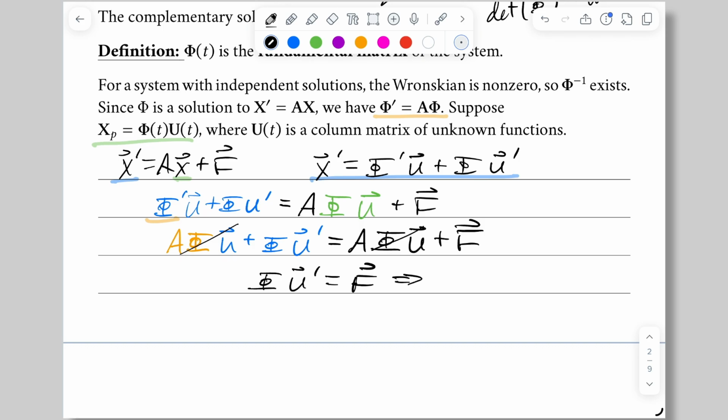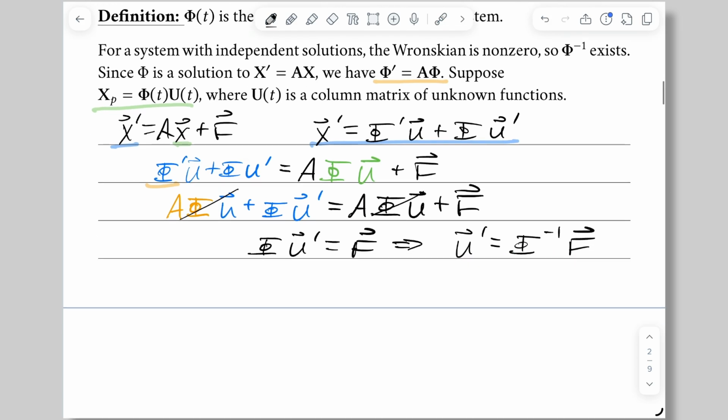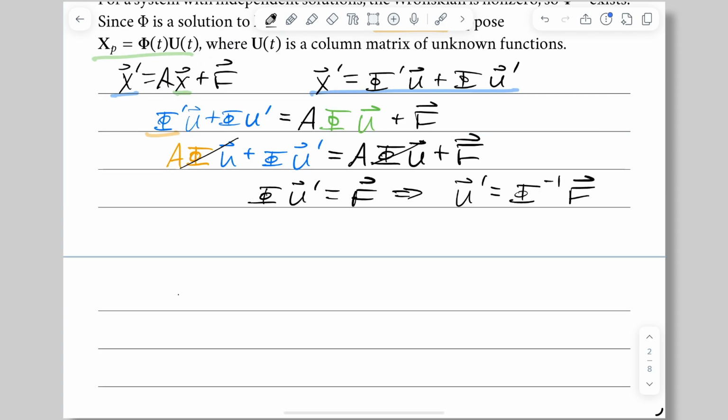Because phi has an inverse, we can multiply phi by the inverse to get the identity on the left, and we end up with u prime is equal to phi inverse times f. Notice I'm multiplying by phi inverse to the left of f because I multiplied phi inverse on the left against phi times u prime, and order matters when we're multiplying matrices, so it has to keep the same order. Now we have an expression for u prime. Integrating that will give us u.